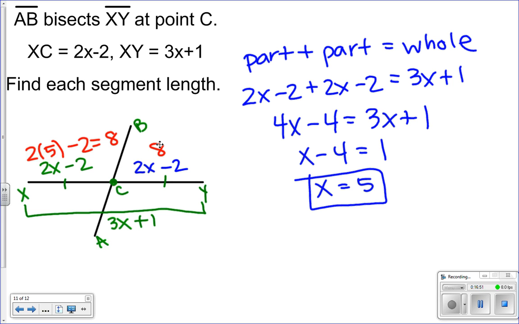It's always a good idea to check this, so I'm going to plug this in even though I could just add them together and figure it out. So 3 times 5 plus 1, 3 times 5 is 15, plus 1 is 16, so XY is 16. Again, a nice check, make sure 8 plus 8 equals 16, so my two parts do actually add together to equal my whole, which is good news for my problem.